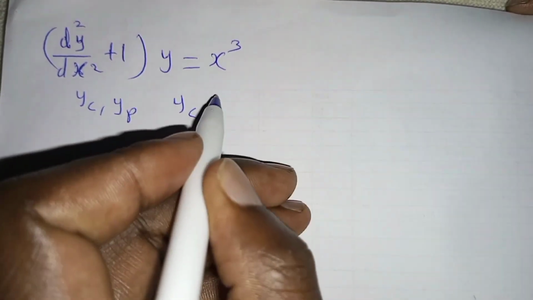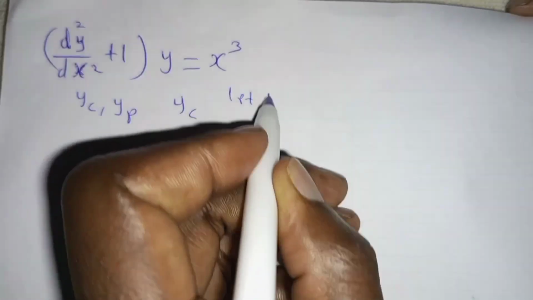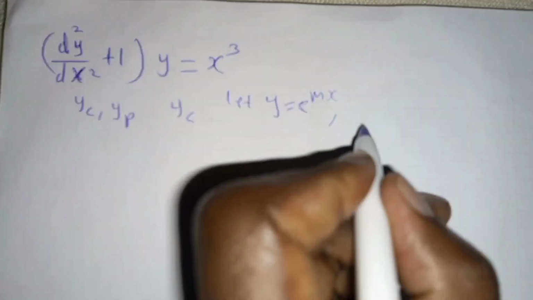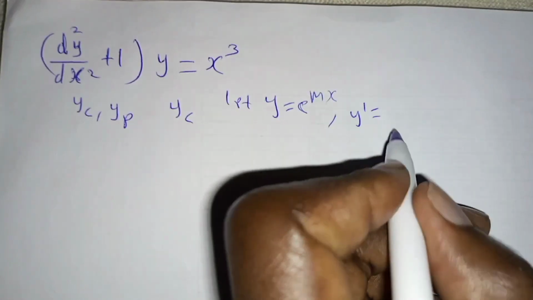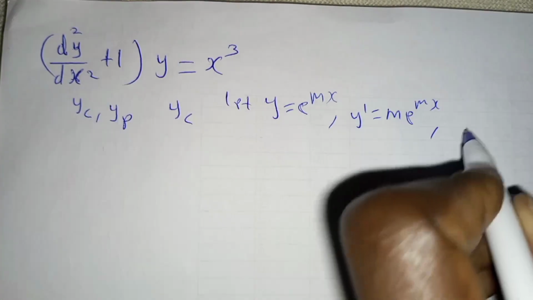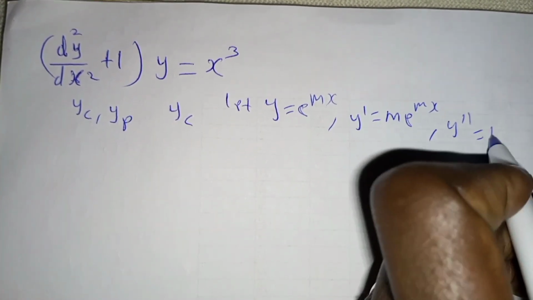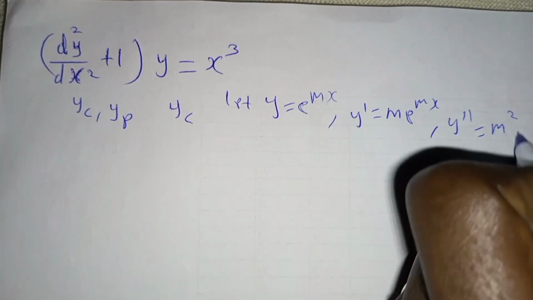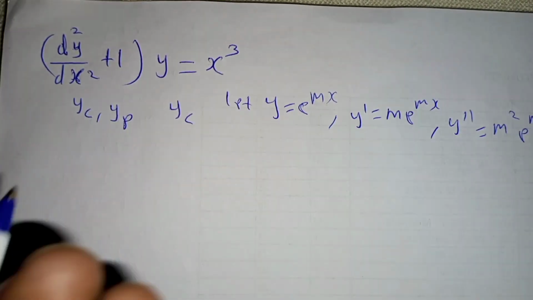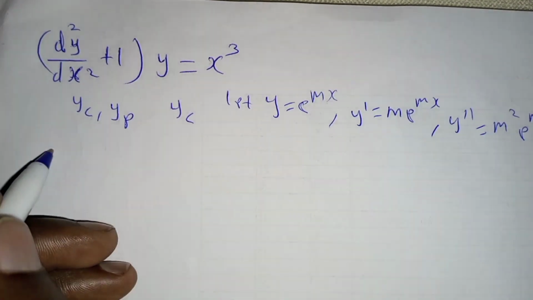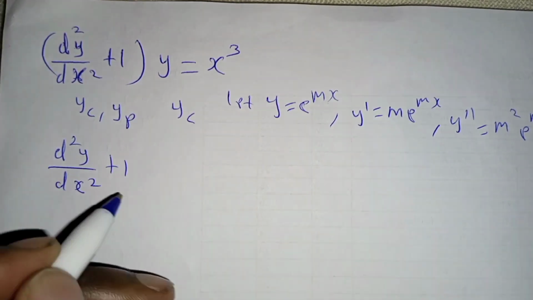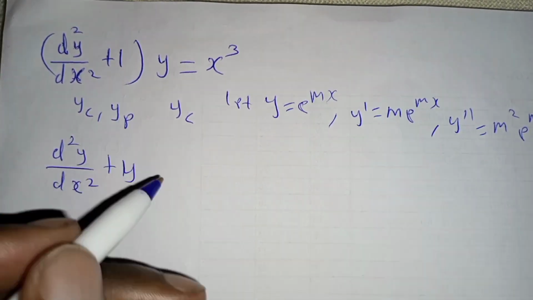We begin with the complementary part, whereby we let y be equal to e^(mx). Then we get y prime by differentiating y once, which gives us m e^(mx). And we differentiate y twice to give us m squared e^(mx). Then we substitute the values here. So the equation for the complementary part will be given by that.